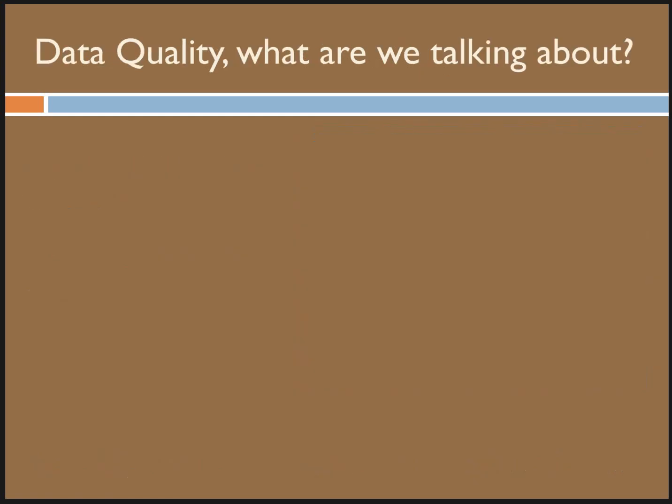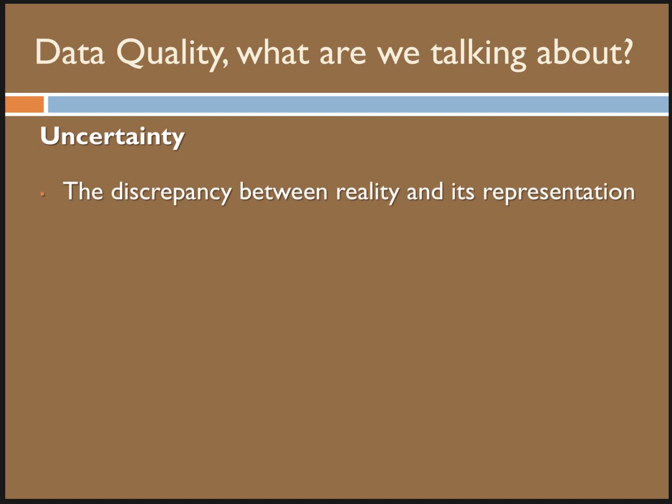Okay, so when we talk about data quality, what exactly are we talking about? Uncertainty is one of the first terms that I want to address. Uncertainty is sort of an amorphous concept. It's a discrepancy between reality and its representation. So it's kind of a softer term. When we talk about error, we're talking about the actual measurement of uncertainty. So error involves assessing both the imprecision of data and its inaccuracies.